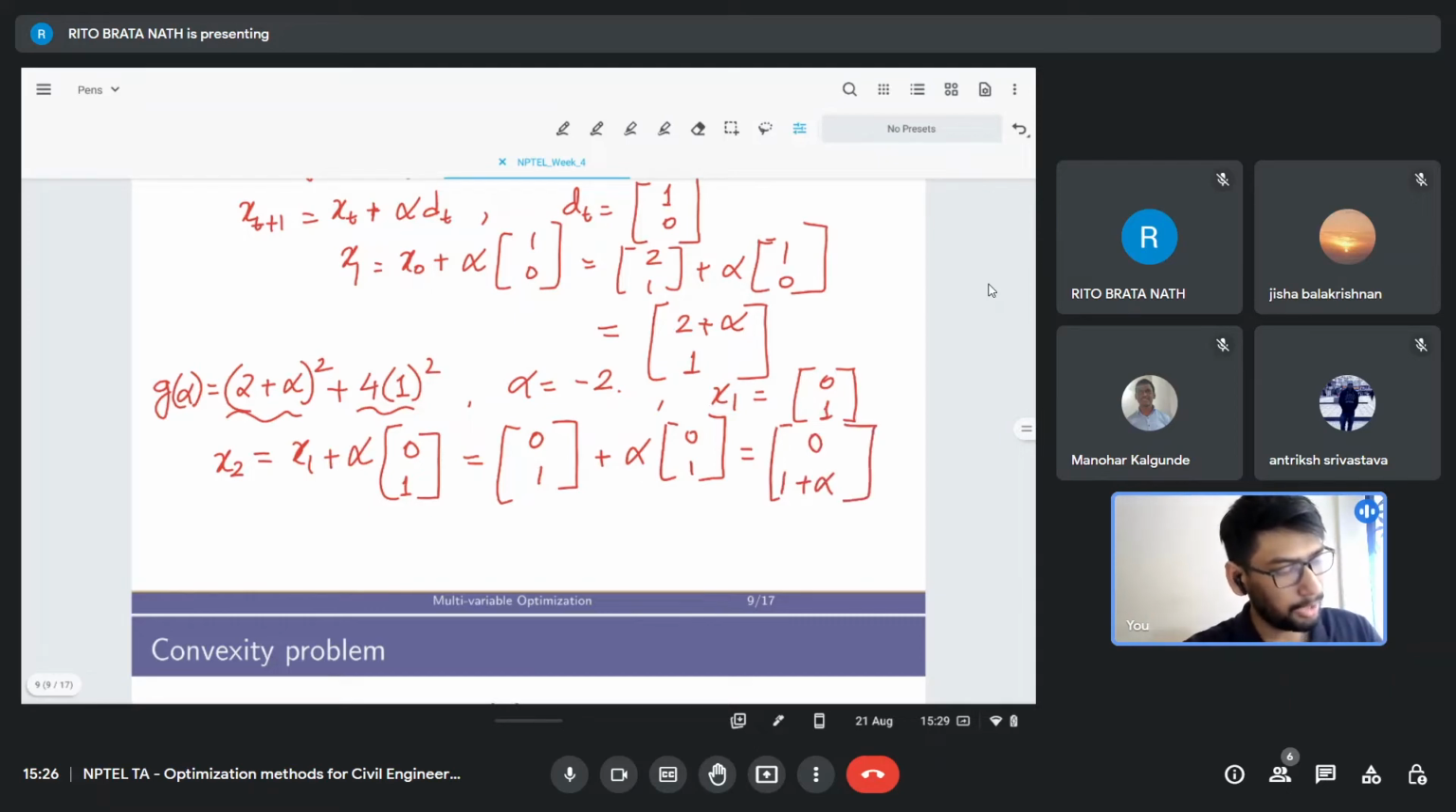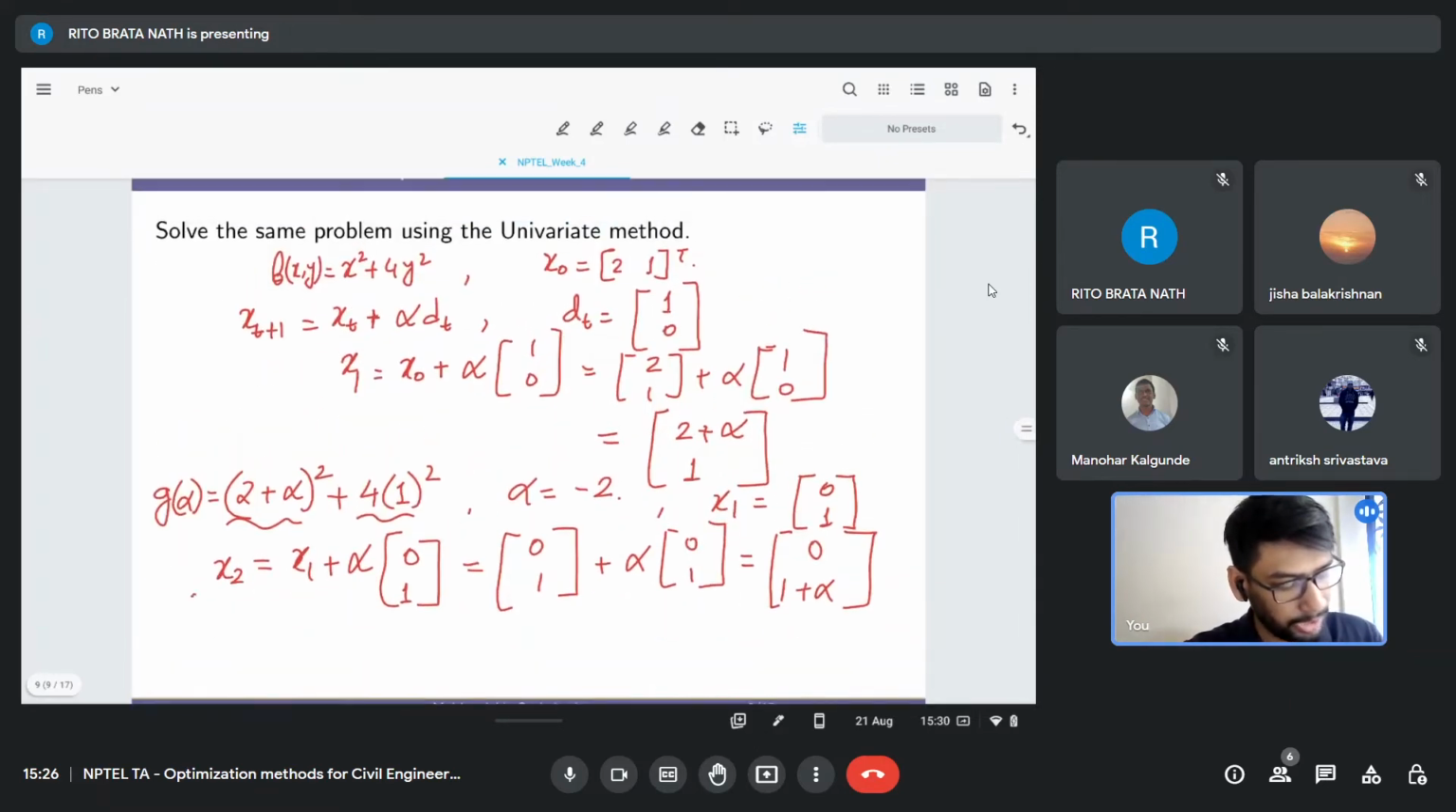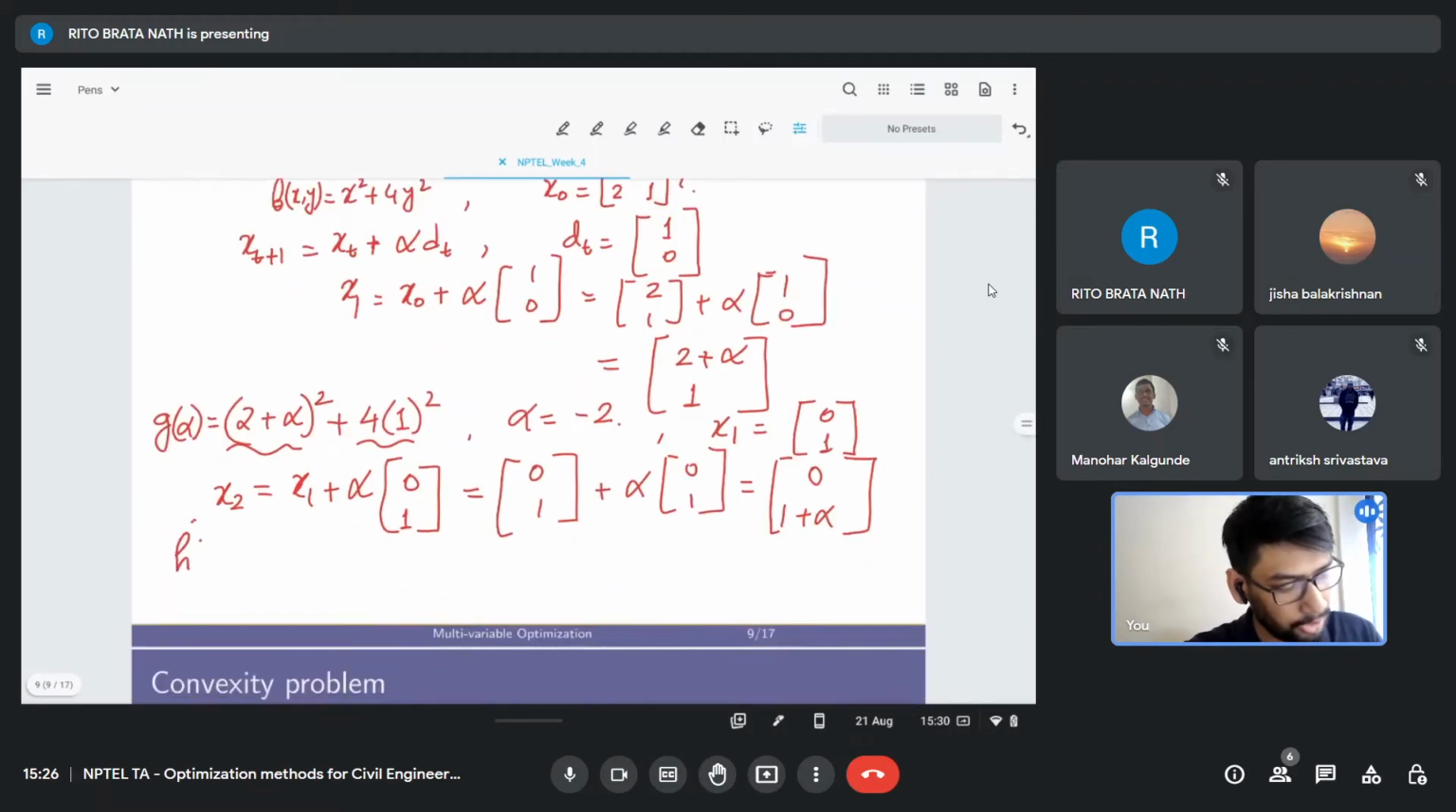Again, you plug this into the objective function, and you will get h of alpha equals 0 squared plus 4 times (1 + alpha) squared. Again, you have to minimize this, and you can put alpha equals minus 1 to minimize it, and ultimately what you will get is your x2 is (0, 0).